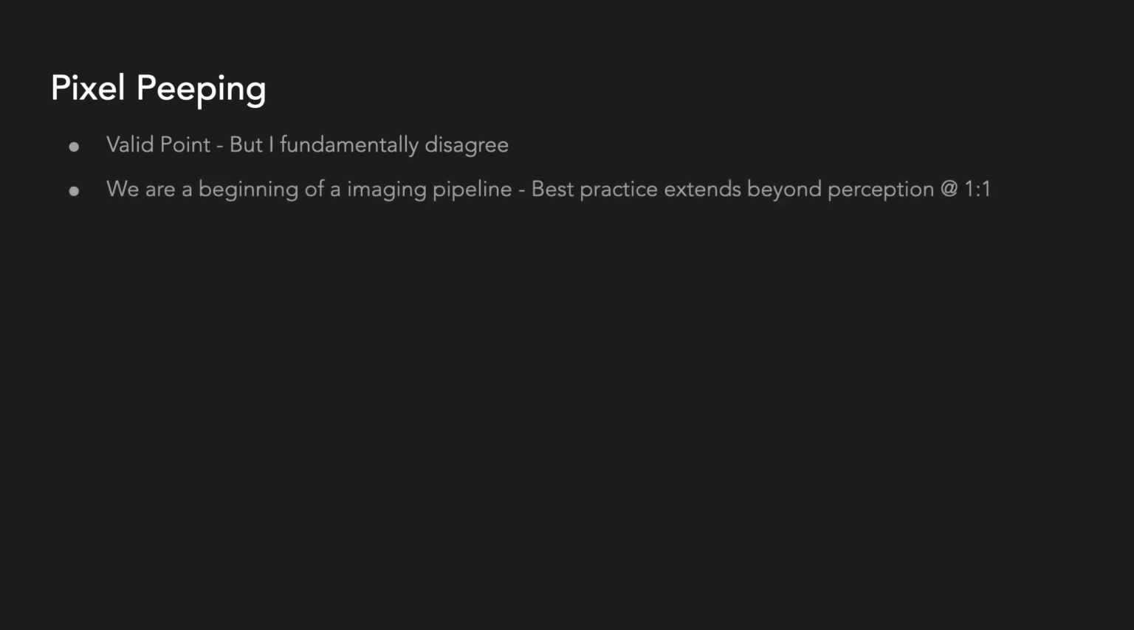First up is pixel peeping. It is a valid point, but in the terms that where we're doing these evaluations of our images, I do fundamentally disagree. Sorry. We're at the beginning of an imaging pipeline. Best practice may extend beyond the perception of one-to-one. Where one-to-one review of an image comes into play is in the result. But when we're evaluating how we're generating that first stage, where we're taking raw sensor data and we're converting it to pixels, there is a whole bunch of processes that will come after that. And they can all enhance or exaggerate issues that we may not perceive otherwise. So pixel peeping is a valid comment or a valid point only if we're looking really at the final result.